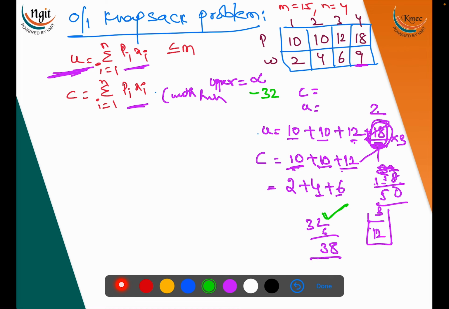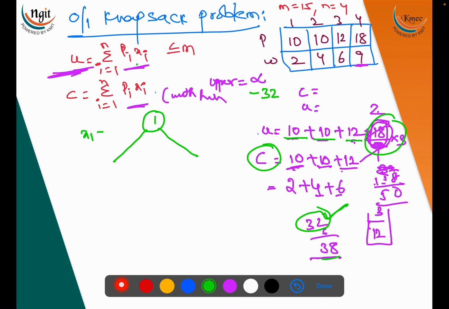Why this figure you have to take? Because I am not taking the u value with the fraction. So without fraction is what? 10 plus 10 plus 12. That is 32. And the c value is what? With the fraction. That's what it is, 38. Now I am going to generate the state space tree.